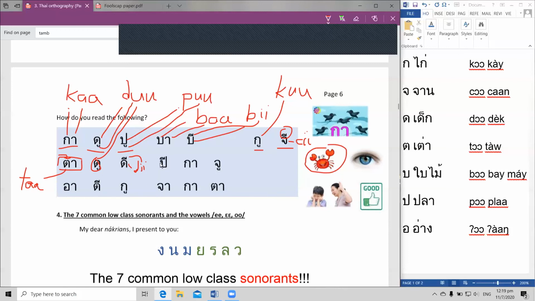Ta do di. Ta is this thing, your eye, right? 眼睛. Do is to look, right? Di is good, like สบายดีไหม, อร่อยดี, okay? ตาดูดี means your eye looks good, like it looks very charming.